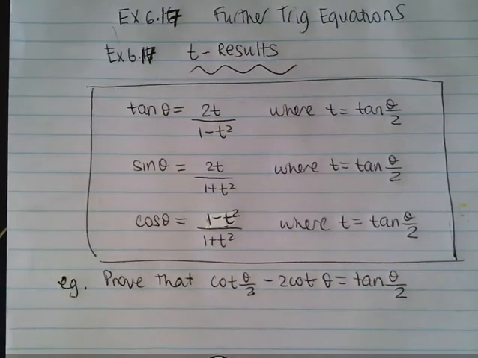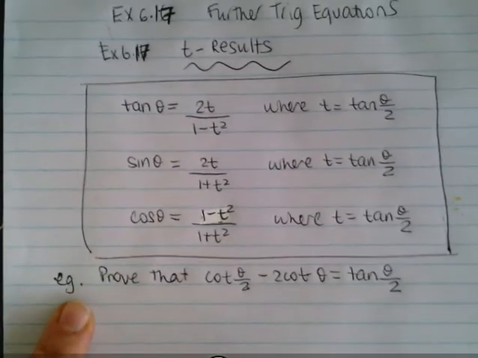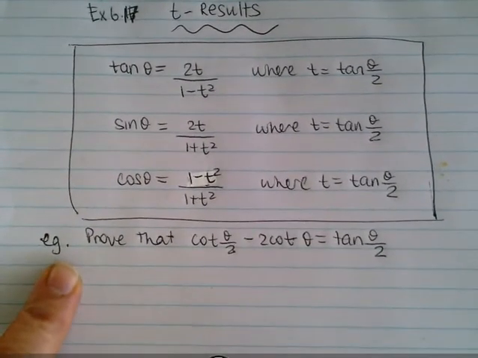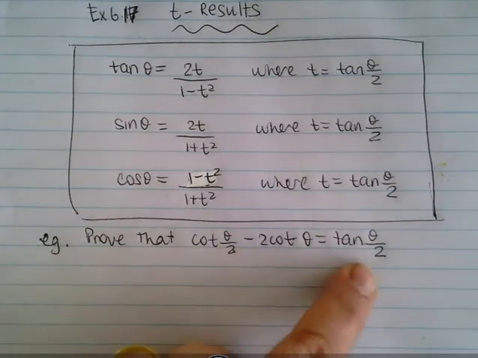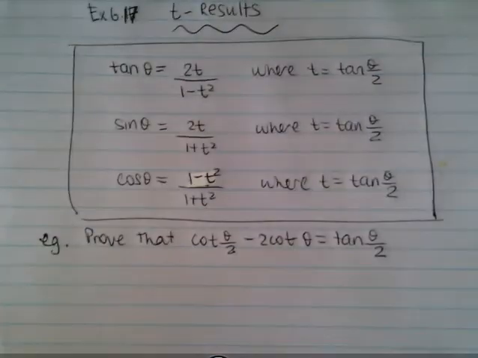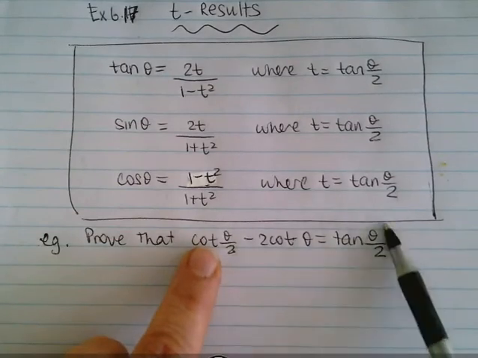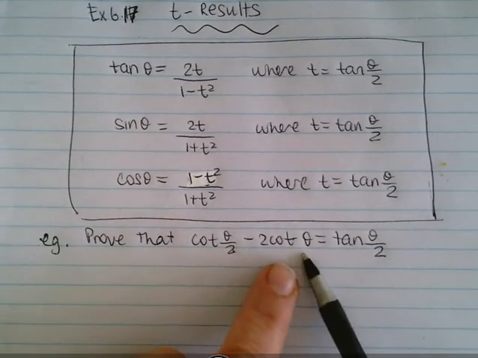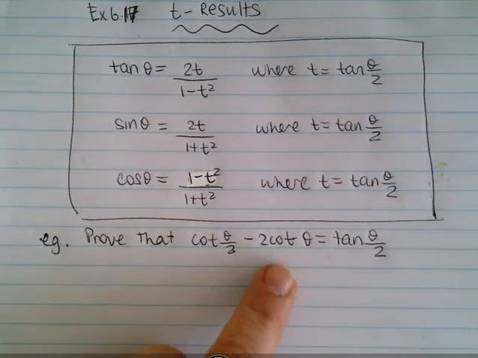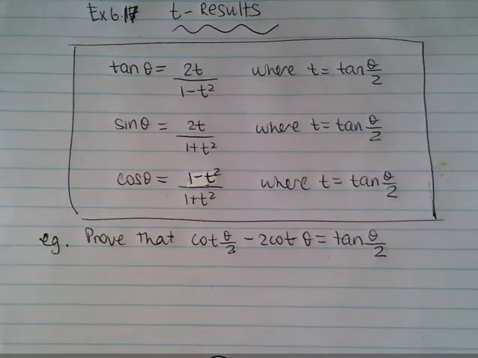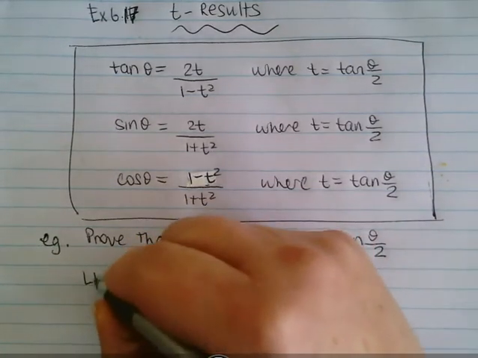Now, if we look at this question here, it is one of the examples in the book. Prove that cot theta on 2 minus cot theta equals tan theta on 2. You don't need to change the cot theta on 2 or the tan theta on 2. You would just write the T result for the cot theta. Now, remember cot is 1 on tan. So let's start with our left-hand side.